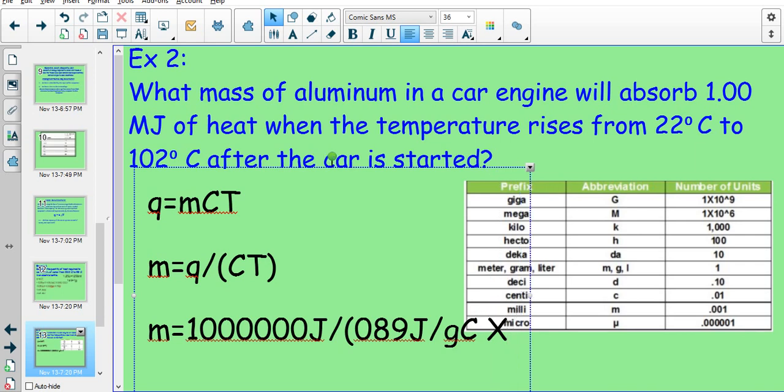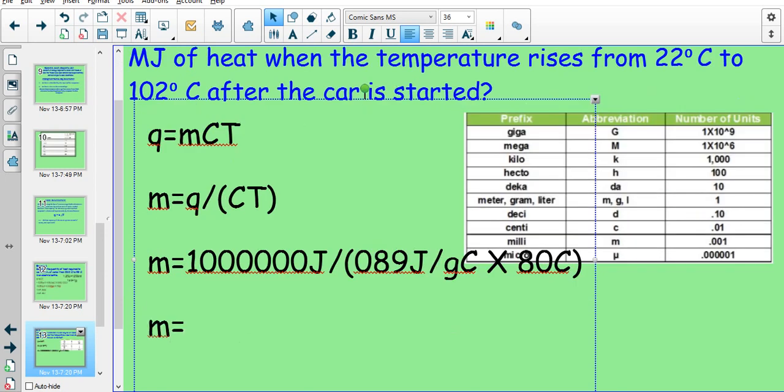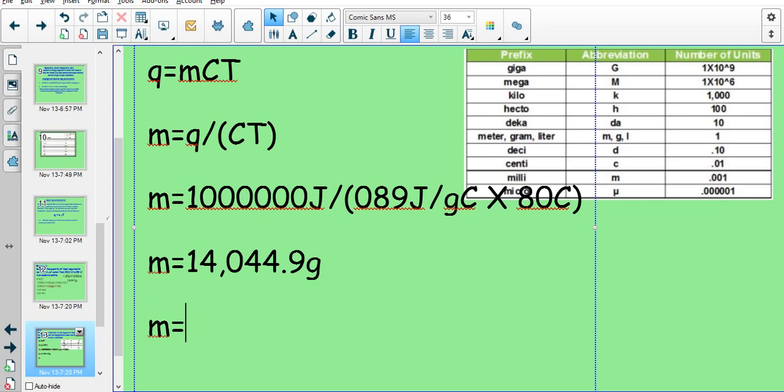So it's 102 degrees Celsius minus 22 degrees Celsius. So we can get straight to the point, I don't see that you can't do simple arithmetic. So it's 80 degrees Celsius, and we can start to solve. Now again, here we can see that degree Celsius will cancel out, joules will cancel out, and we'll be left with grams. We'll be left with a mass of 14,044.9 grams, which is about 14 kilograms.